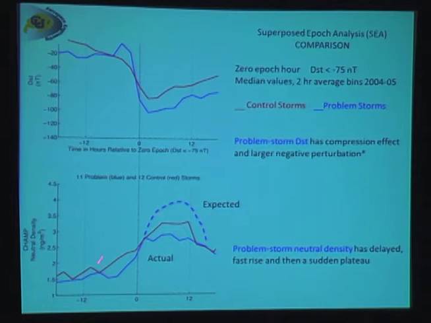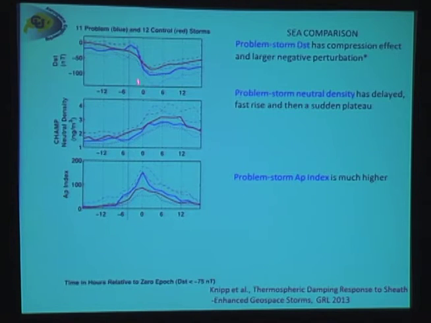There's the expectation, and there's what we actually get when we do a superposed epoch analysis, which is a statistical means of lining up on a key time when Dst hits minus 75, and essentially putting all of our storms together so that we can tease out the signal and sort of de-emphasize the noise. And I'll show you what the noise looks like here in just a minute. But the problem storms rise rapidly, and then they flatten out. They're just sort of underperformers in terms of neutral density. How can that happen?